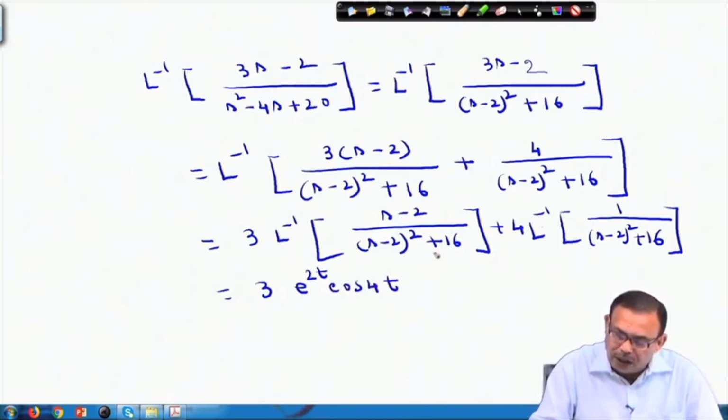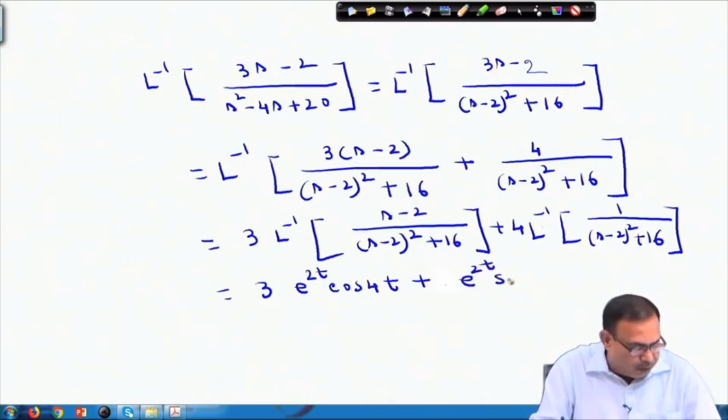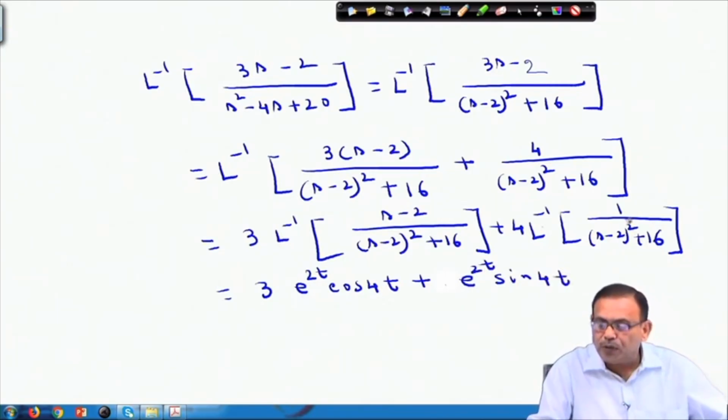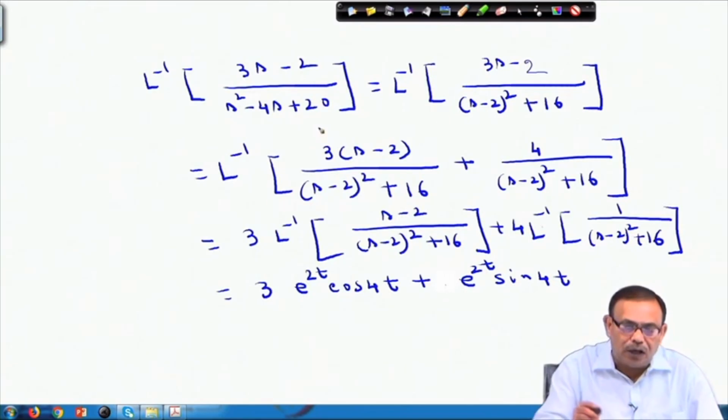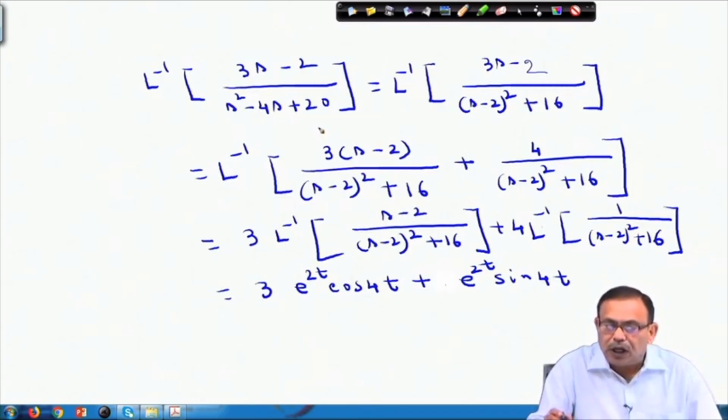I am directly writing this one. This minus 2 also will go on that side, plus e to the power s by 4 square, but it will become sin 4t, because it is 1 by this 4 is there. So I have to multiply over there and I will get e power 2t into sin 4t. So effectively, if I have a function, I will try to find the solution in such a fashion, or I will try to put it in such a function whose Laplace transform, inverse Laplace transform, is known to me.